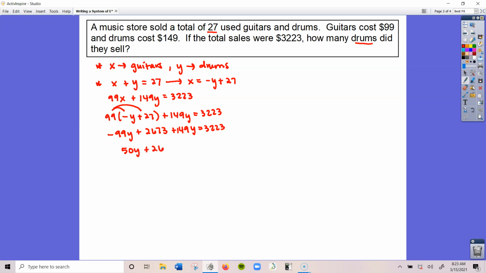Plus 2,673 is equal to 3,223. Now we have to subtract that 2,673.